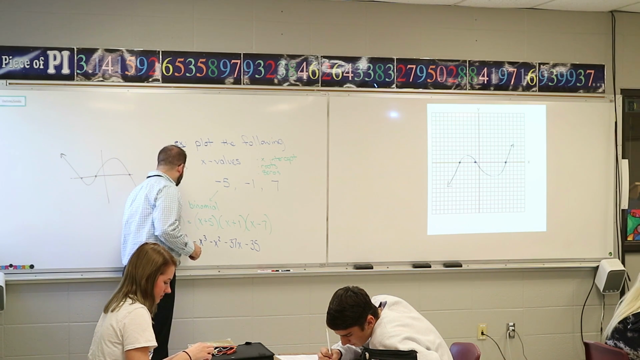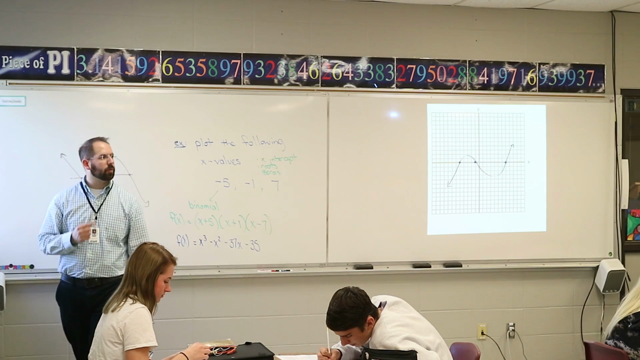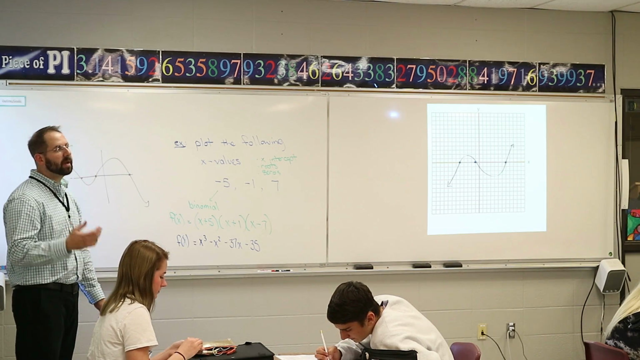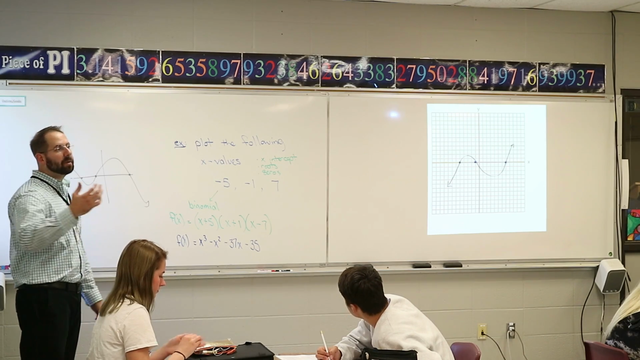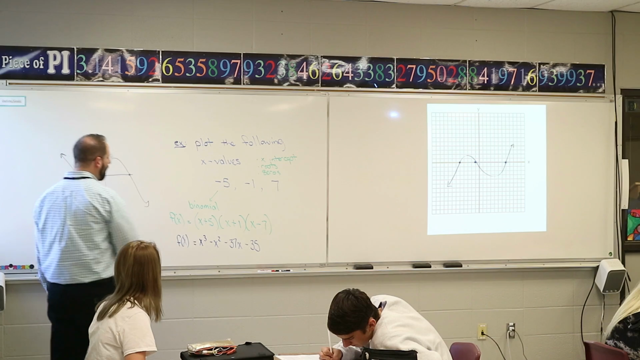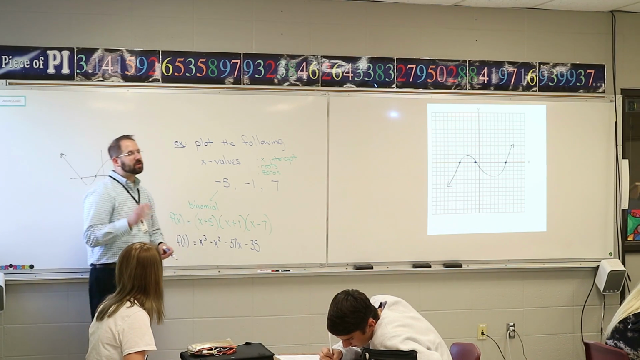Now, this should make sense. The reason why it made sense: you're multiplying 3 x's together, you better get x cubed. The back numbers, 5 times 1 times -7, should be -35. The middle terms made sense. The biggest power is going to be a 3.